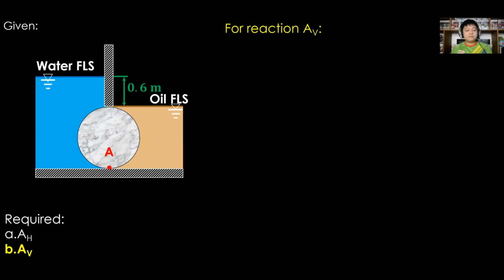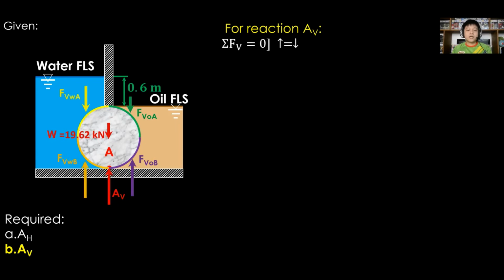So for the next, let us consider the vertical component of the reaction at A. Note, consider the exposure of the surface of the cylinder in quarters. Consider the FBD of the system and assume upward direction of the reaction at A. Apply sum of forces vertical equal to 0.